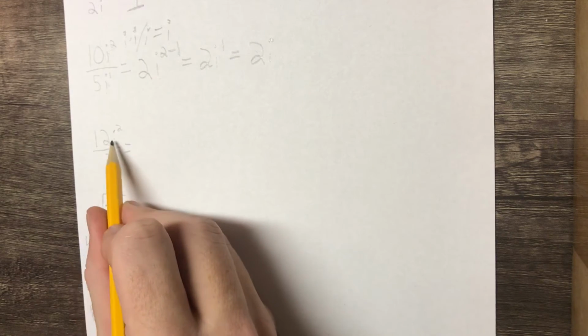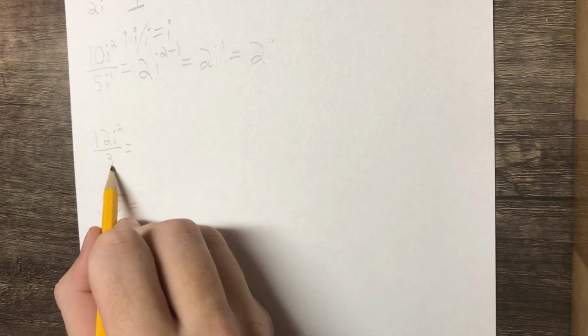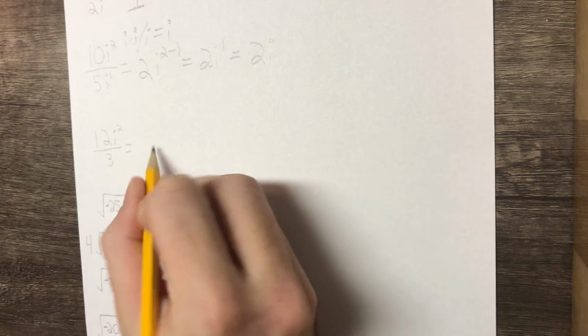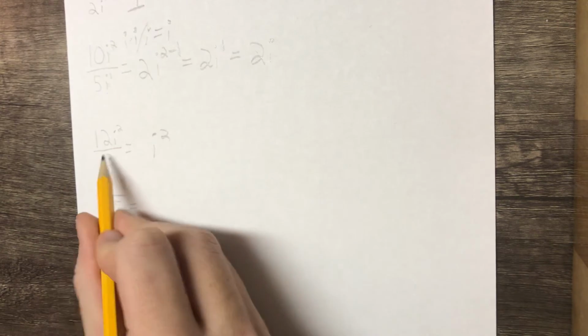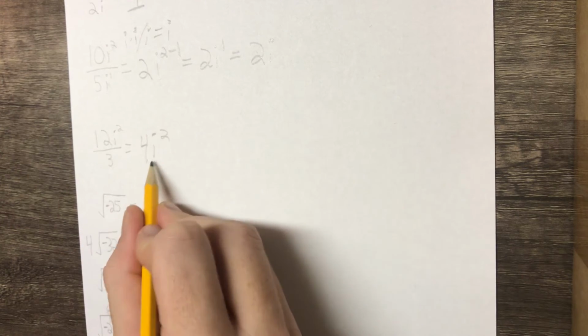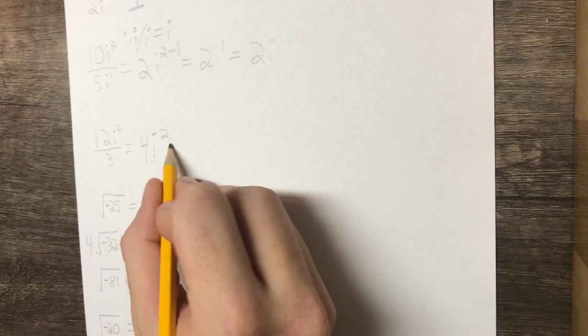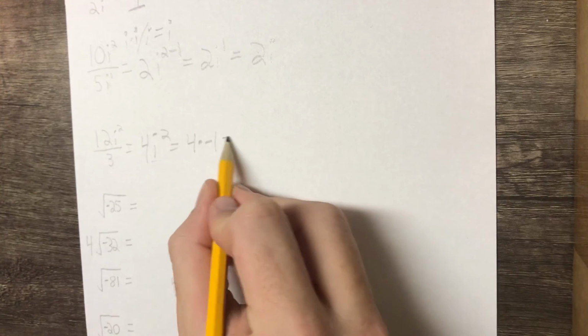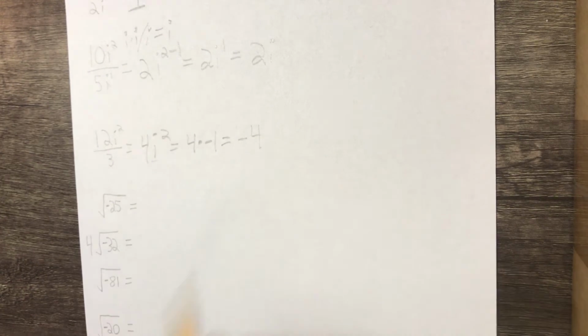Now, here, we're given 12i squared over 3. So this has no i in the bottom, so we know that we're not going to be getting rid of this i squared at all. And once again, 12 divided by 3 is 4. Well, i squared is negative 1, like we've said. So this is 4 times negative 1. So this equals negative 4.